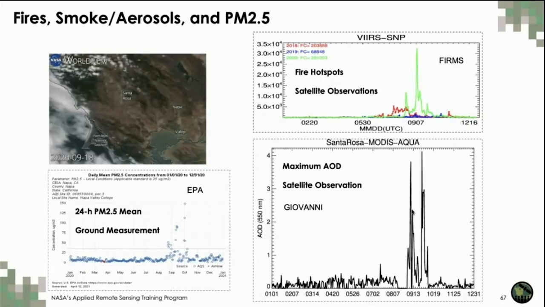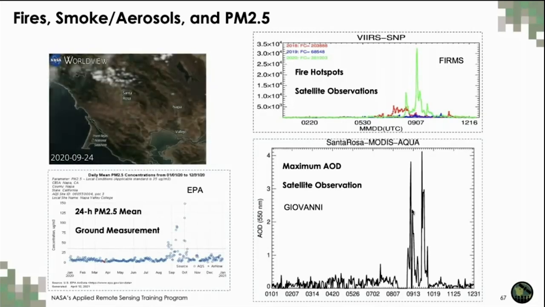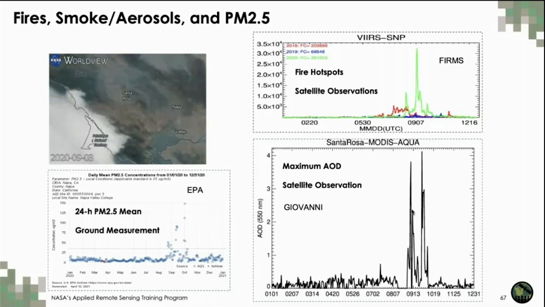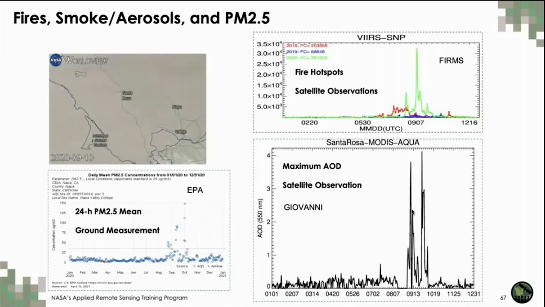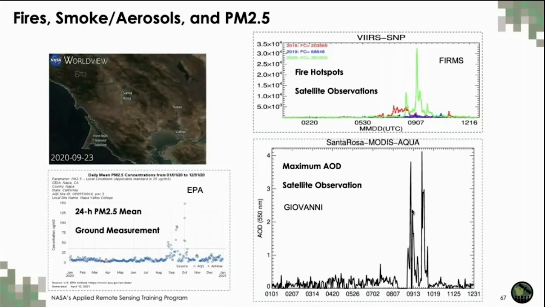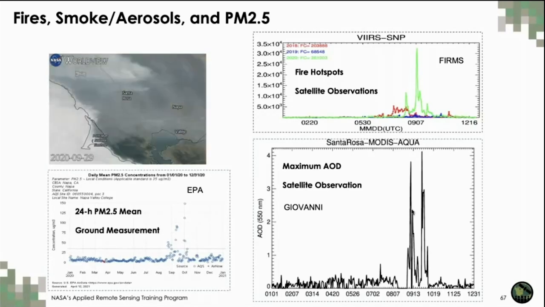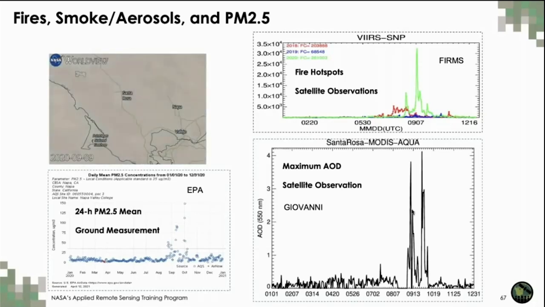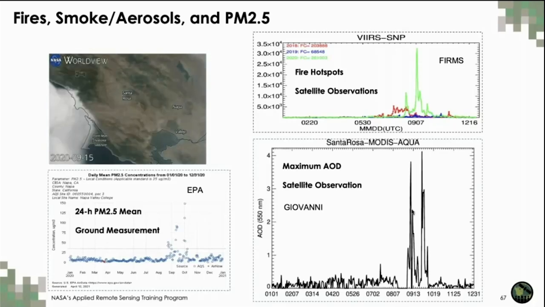So I think you can use all these data sets which we discussed today, along with the ground measurements, to evaluate and to actually quantify. You can go a step further, and you can quantify how much air quality is degraded because of these fires in terms of the number of days, in terms of the number of categories, or other metrics you can easily calculate.